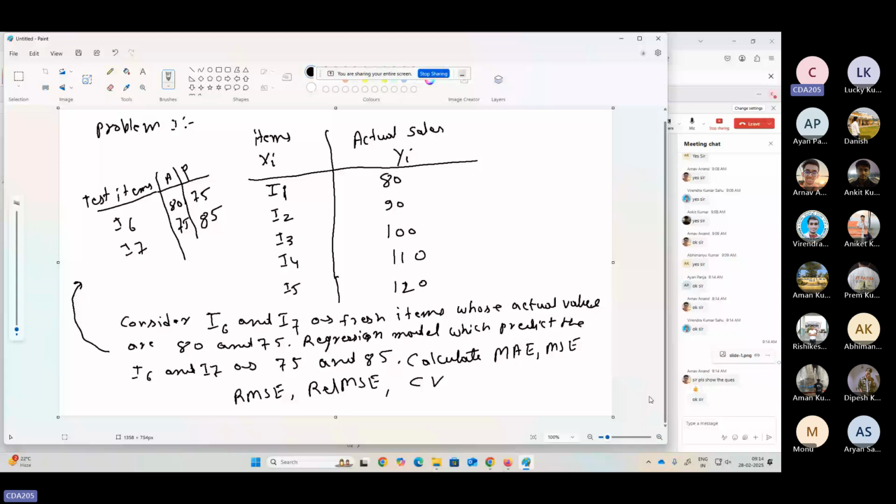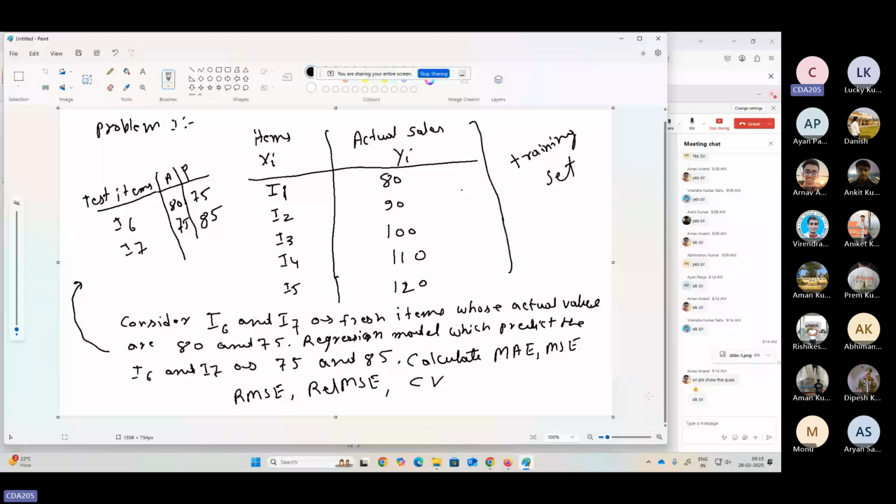Consider this table. This table is the training set, in which we have the items and the actual sale. Items are I1, I2, I3, I4, I5. And actual sales are 80, 90, 100, 110, and 120.